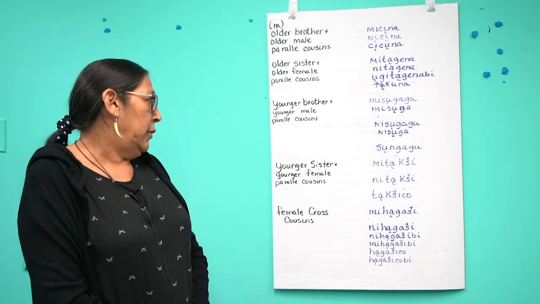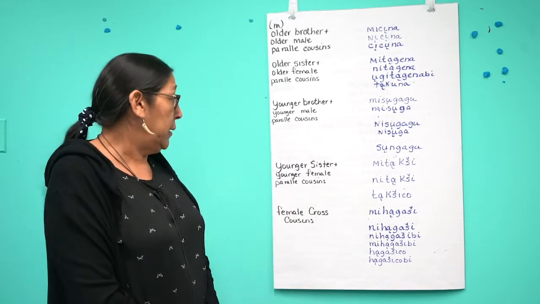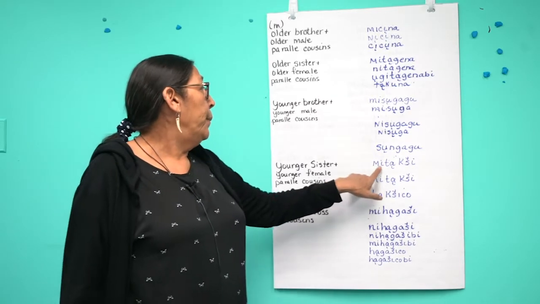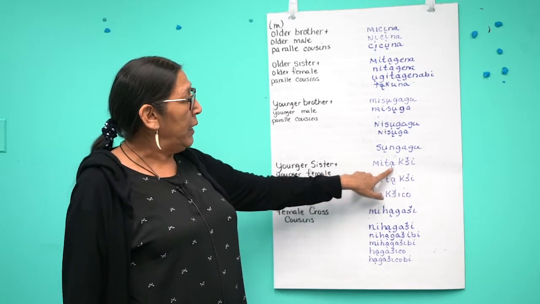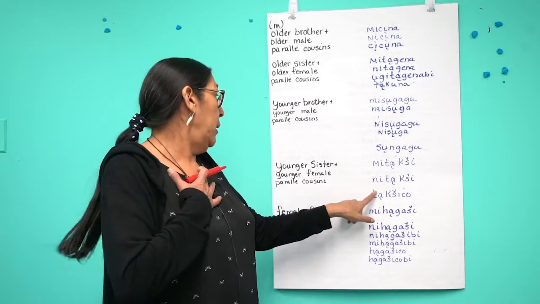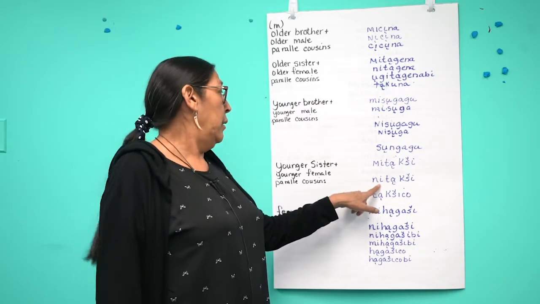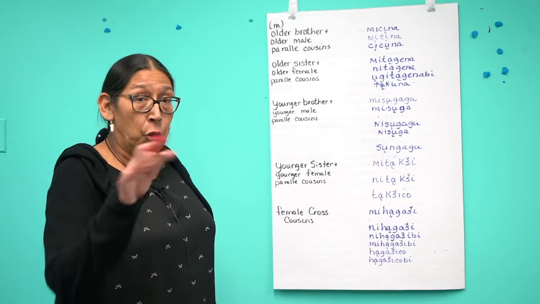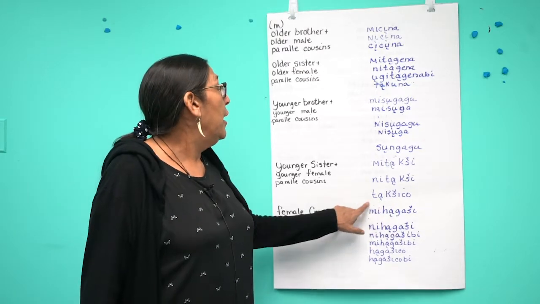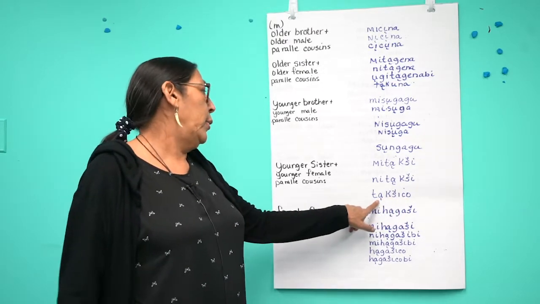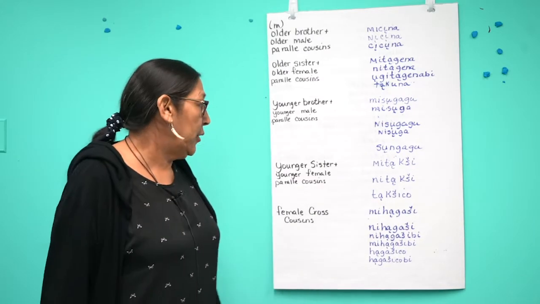Now, your younger sister or your younger female parallel cousins. Mitankshi. That's my younger sister or my younger female cousin, if I'm a man. Nitankshi is your female cousin, or tankshichu. Oh yeah, tankshichu. I said it right the first time.